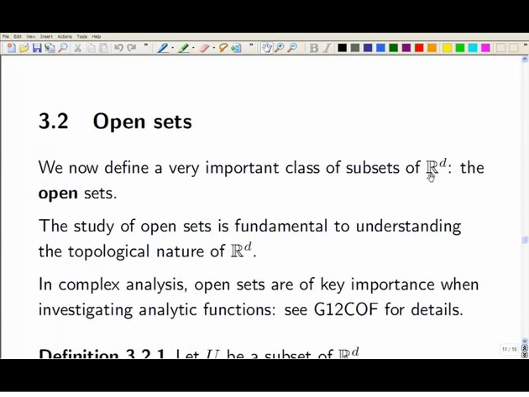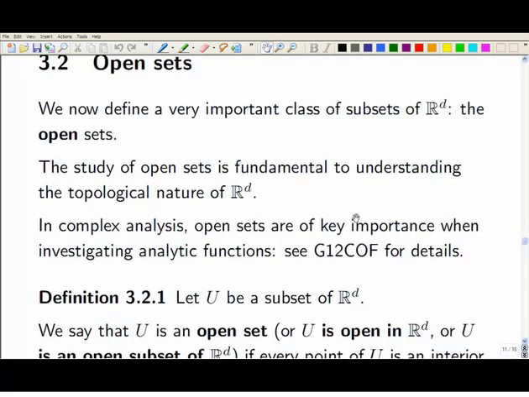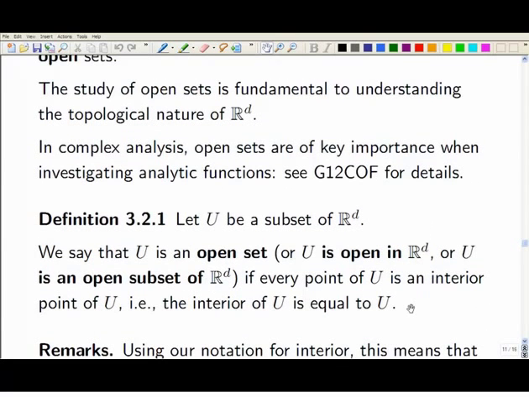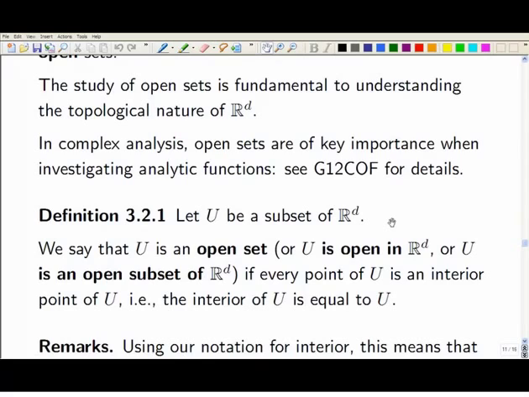And now that we understand the interior and the exterior, we can talk about the open sets. Now this is very important when it comes to complex functions and complex analysis. Next semester, you'll be dealing with open sets almost all the time. So it's very important to be able to recognize which sets are open and which sets aren't, though in complex functions, you'll basically be dealing with sets in 2 dimensions only. But since our definitions will work in all dimensions D, we'll do that.